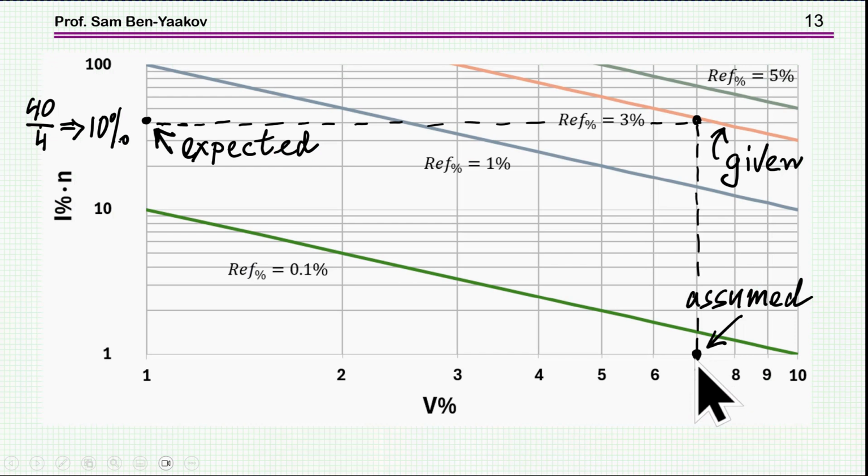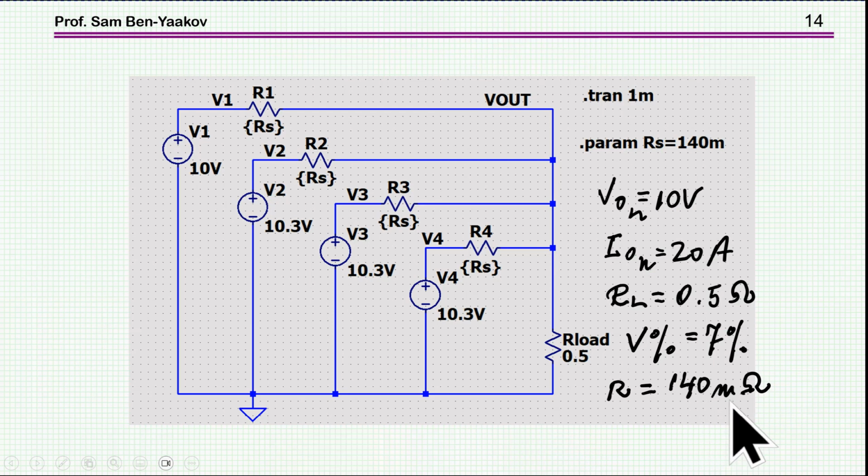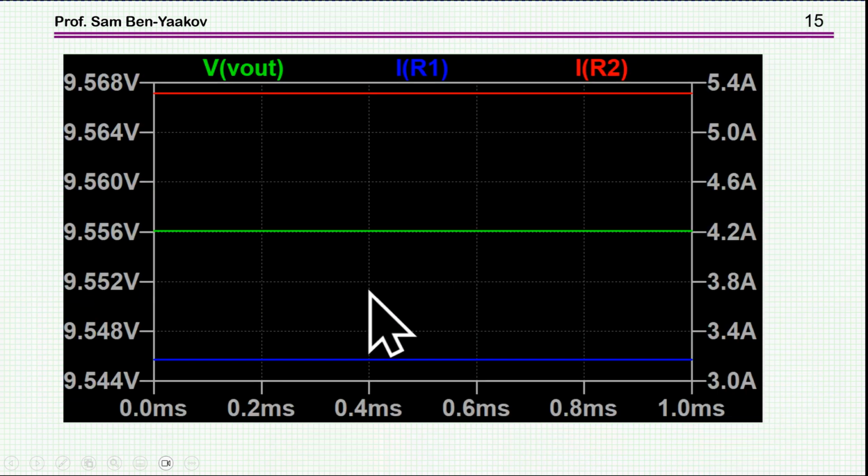Okay, this is this point here. And from the equation shown here, we can find what should be the resistance for this particular requirement of V% and RL, and it comes to be 140 milliohm, and here it is, this is 140 milliohm, these are these resistances. And here is what I'm getting.